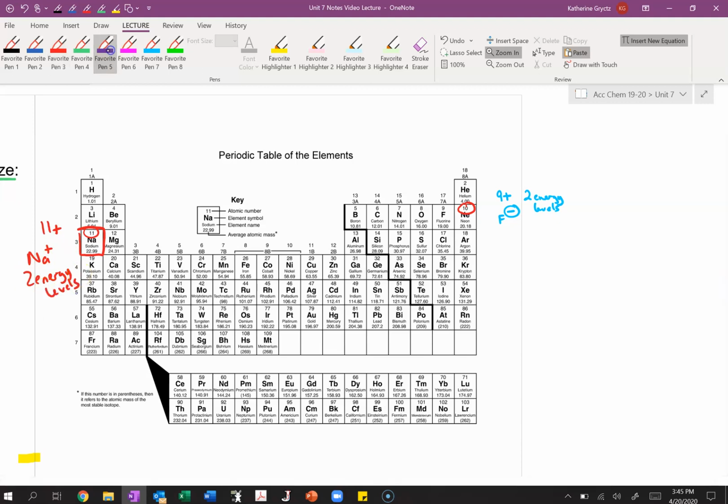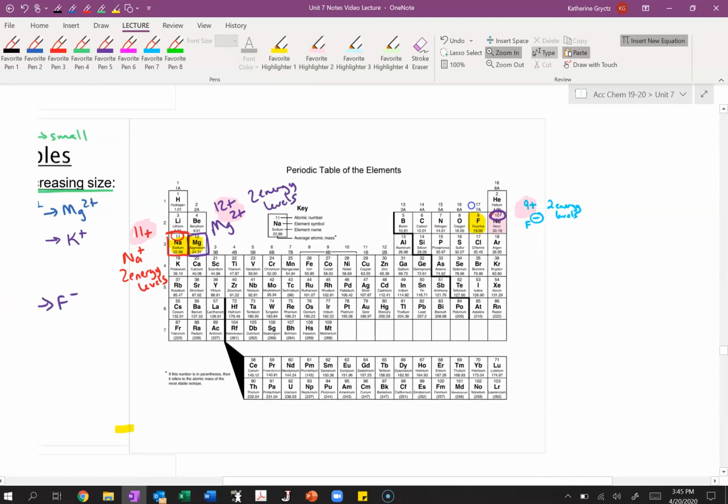Okay, and then Mg2 plus, right here, Mg normally has 12 protons, and it should have 12 electrons, but if we've removed 2, so we made it Mg2 plus, it is also isoelectronic with neon, which means it has 2 energy levels. So all 3 of these, Na plus, Mg2 plus, and F negative, are all isoelectronic to neon, which just means they have the same electrons as neon, which means they have the same energy levels. So the difference then must be the protons.